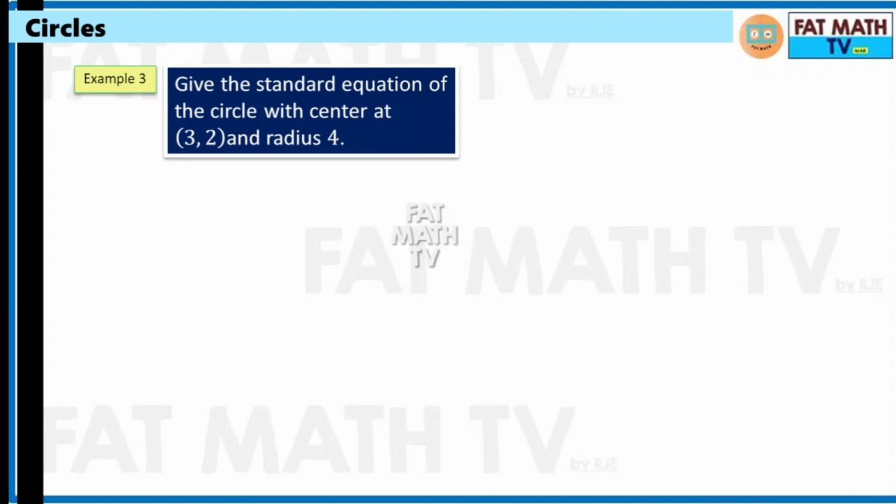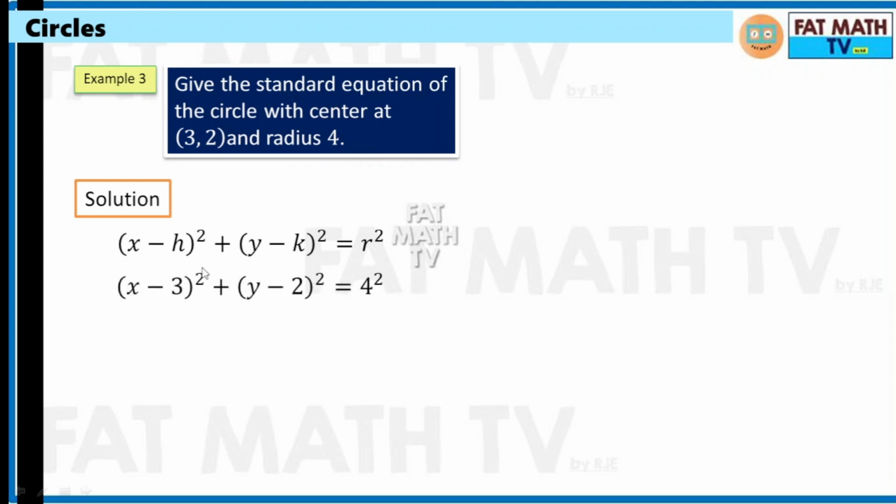This time the center is no longer at (0, 0). Give the standard equation of the circle with center at (3, 2) and radius 4. So the center is (3, 2). We will use the equation (x - h) squared plus (y - k) squared equals r squared, and h and k are the coordinates of the center. So here we have h equals 3 and k equals 2, and this will be our r, 4.